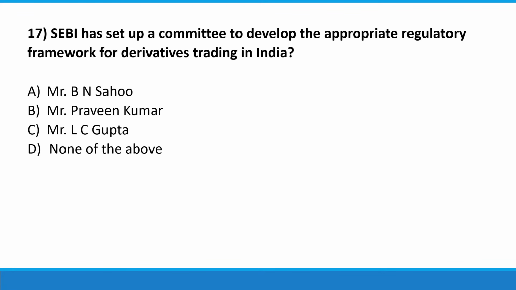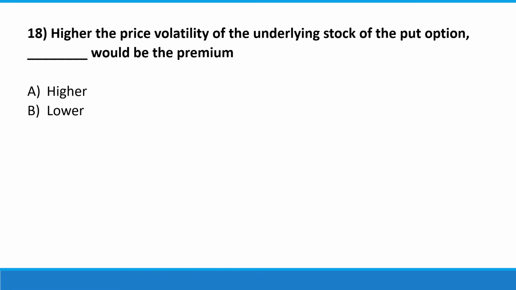The correct answer is option C, Mr. L.C. Gupta. Next question. Higher the price volatility of the underlying stock of the put option, higher or lower would be the premium? The correct answer is option A, higher.